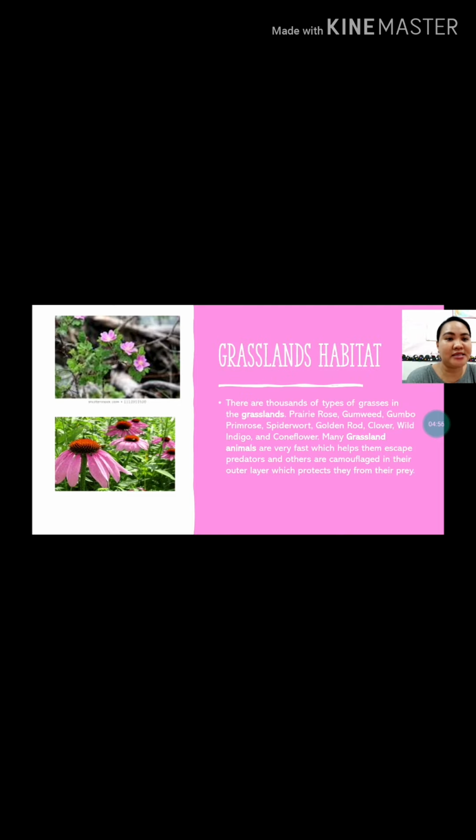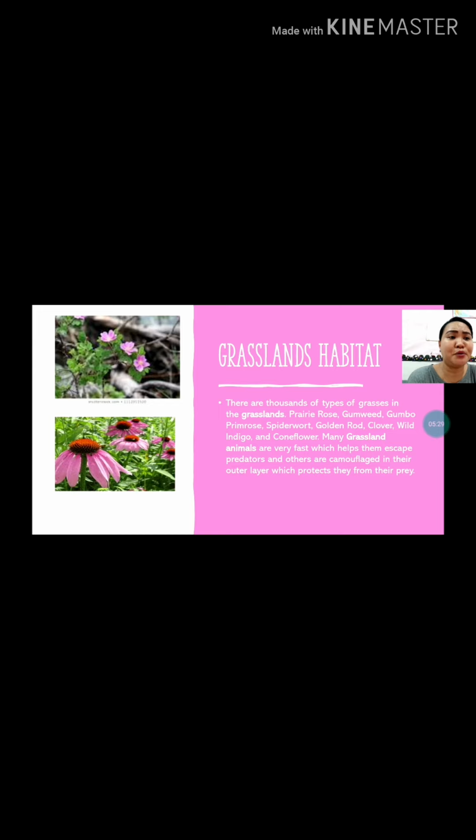So next we have grassland habitat. So what is a grassland? There are thousands of types of grasses in the grasslands. Fairy rose, gumweed, gumbo, primrose, spiderwort, goldenrod, clover, wild indigo, and cornflower. Many grassland animals are very fast, which helps them escape predators, and others are camouflaged in their outer layer, which protects them from their prey. So those are some examples of the plants in grasslands.